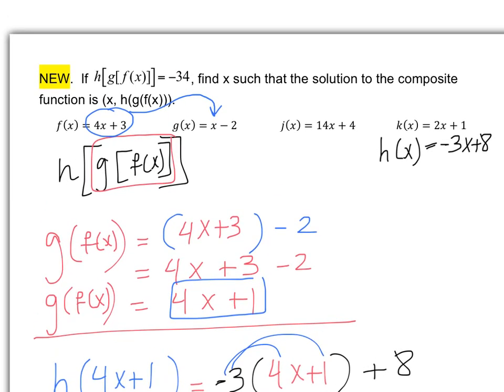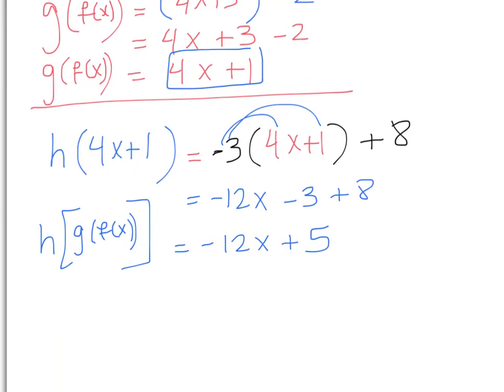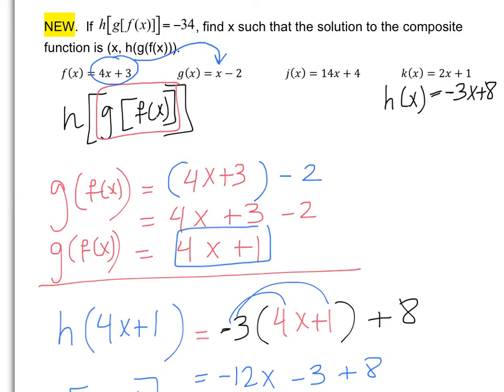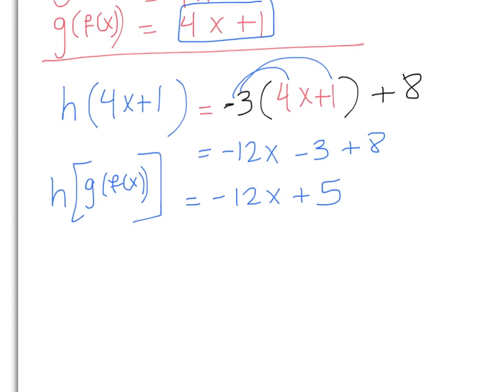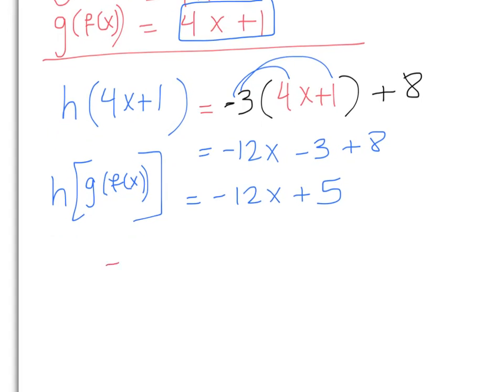We took this, we simplified it, and we got a linear function, because since all of them are linear, we're going to get a linear function. And now that function is negative 12x plus 5. And they're telling me that this negative 12x plus 5 is equal to negative 34. So what I'm going to do is set this equal to negative 34, and basically just solve for x.